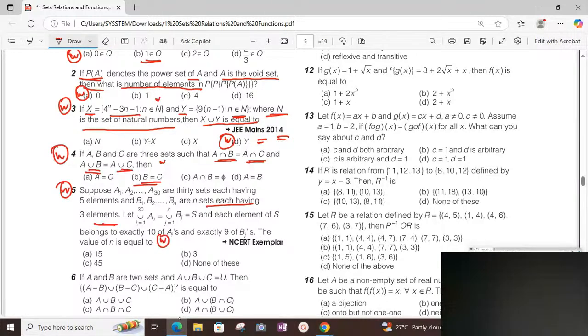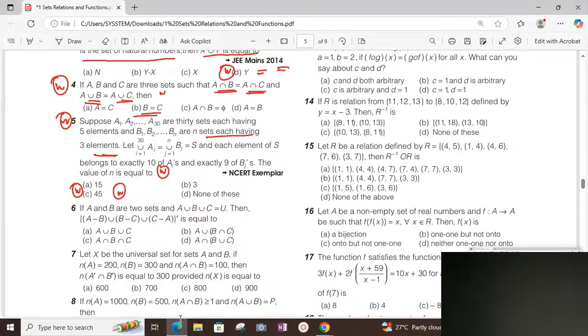Already we have discussed the number of elements of a set. So the correct answer of question number 5 will be 45. So the correct option of question number 5 will be C. There is no problem to understand the solution of this question.